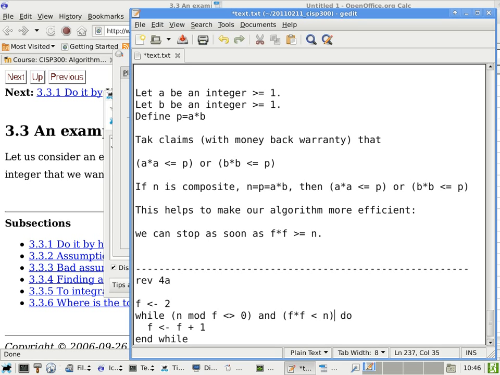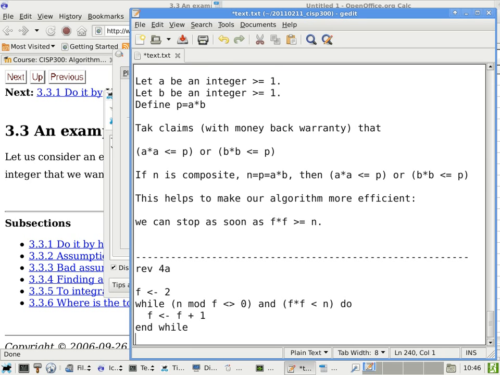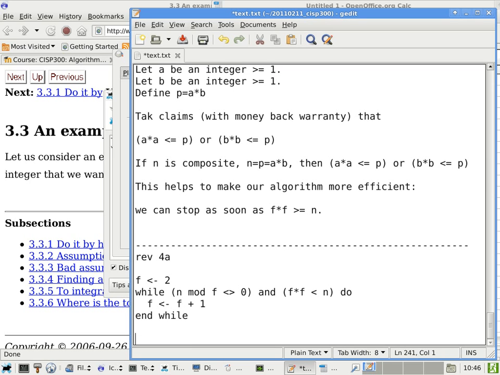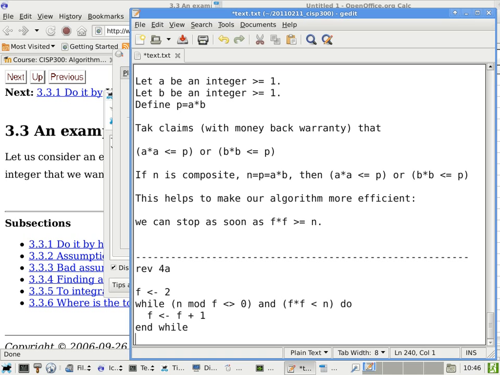If f times f is greater than n, then I can use the theorem that we just talked about and say, okay, by this time I would have found a factor if n is a composite number. Since I could not find any number up to this point, I know n is prime. Is that making any sense? Okay, so just adding this one little condition here makes it possible for me to get out of the loop much earlier when the number n itself is prime.